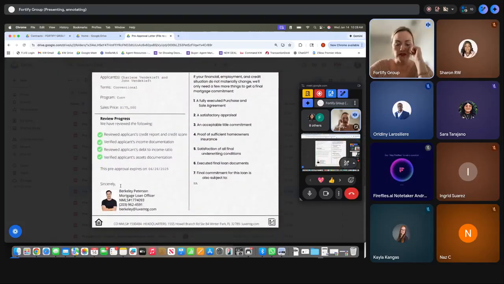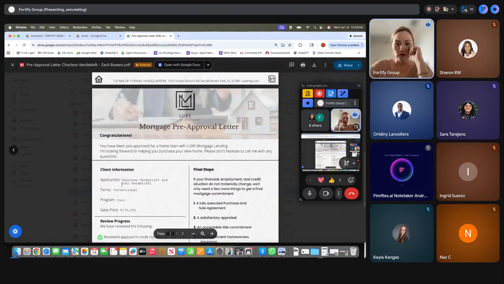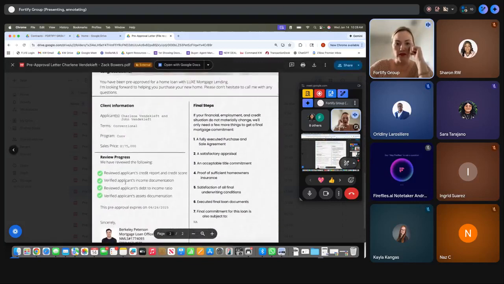So see, just as an example, every lender's pre-approval letter looks a little different, but you're looking for the basic information. This is what you're going to want to review.